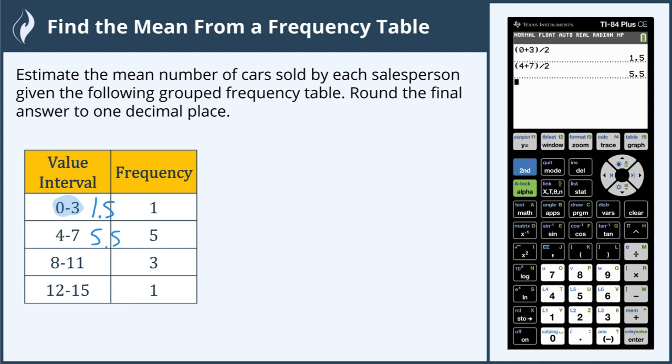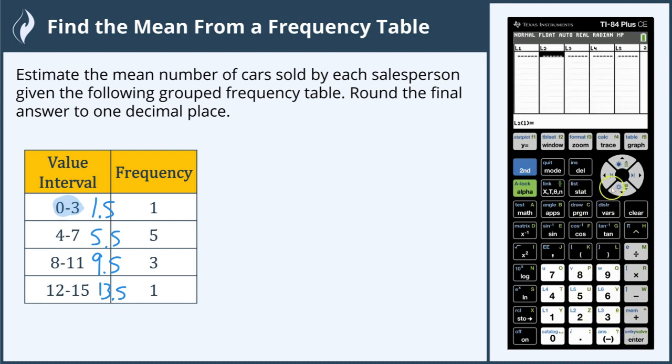And if we repeat that process at 8 to 11, we're going to have 9.5, and 12 to 15, we'll have 13.5. So these are going to be our values, again, by finding the average of the interval, what's in the middle of them. Then we're going to go into our stat and edit, and we'll go into list 1, and we're going to type these values in. So 1.5 will be the first interval, then 5.5 after that, then 9.5, and 13.5.